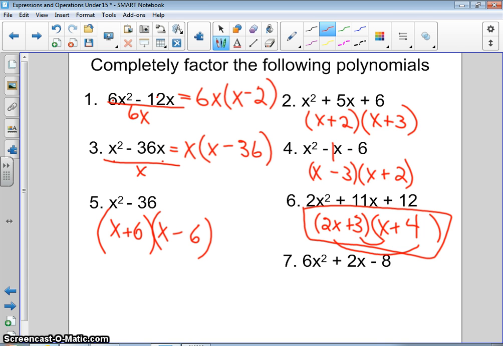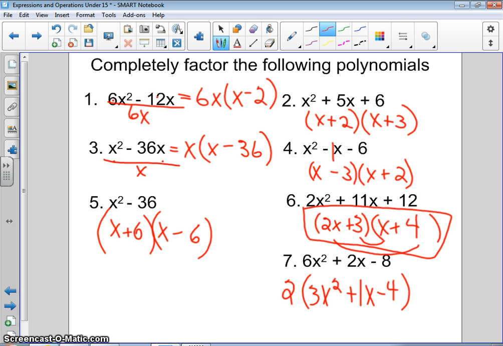Number 7 is our last one in this section. 6, 2, and negative 8 are all even. So I can factor out a 2. So I'm going to factor a 2 out of this whole thing and then see what I have left over. 6x squared divided by 2 is 3x squared. 2x divided by 2 is x, or 1x. I'll go ahead and write it like that. And then negative 8 divided by 2 is negative 4. So this is what we have.